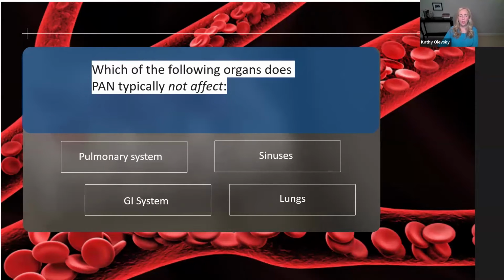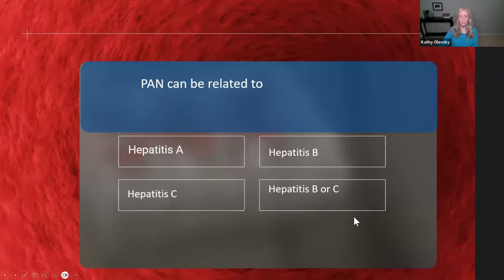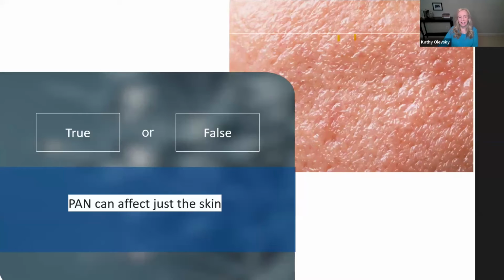Which of the following organs does PAN typically not affect? The pulmonary system, the GI system, the sinuses, or the lungs? And the answer is lungs. And PAN can be related to hepatitis A, hepatitis B, hepatitis C, or hep B and C. And the answer is hepatitis B and C. And finally, PAN can affect just the skin. Is that true or false?